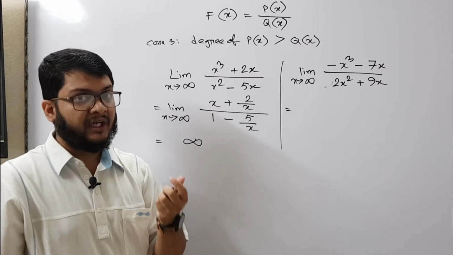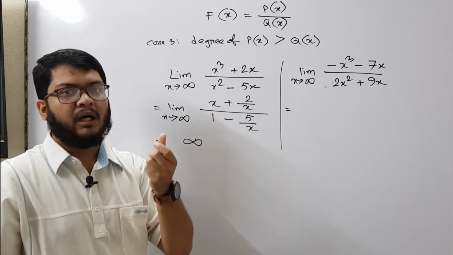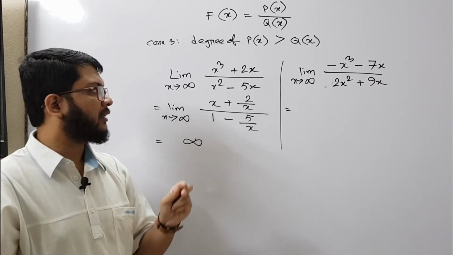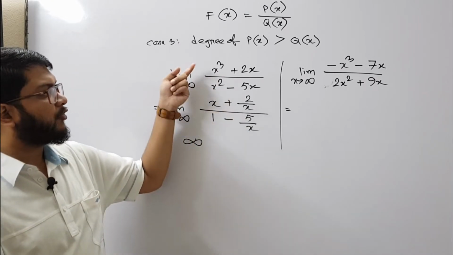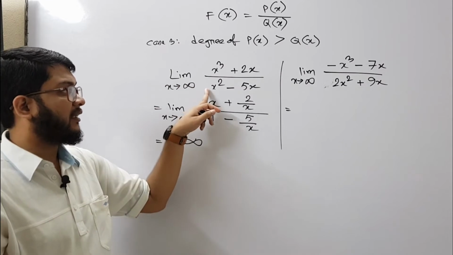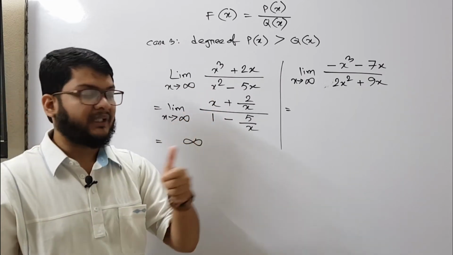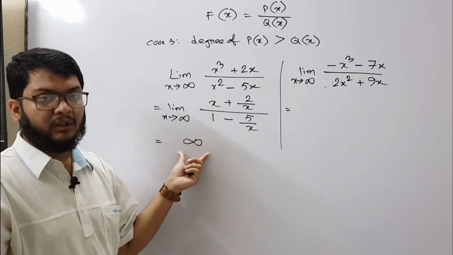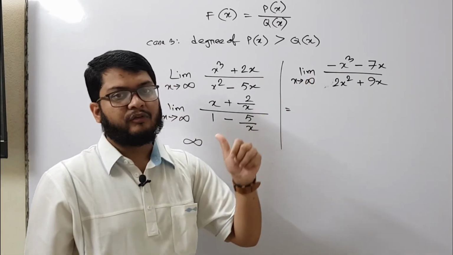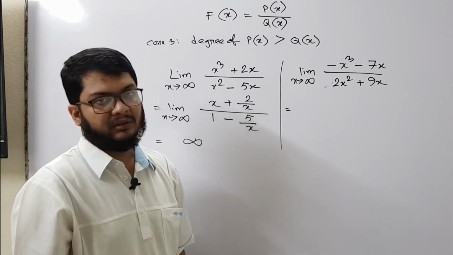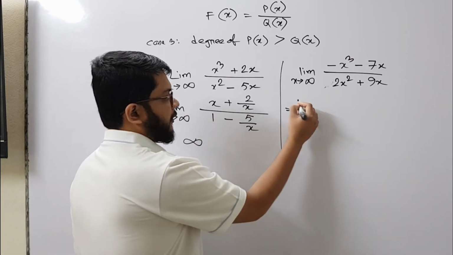The coefficient of the highest power term is called the leading coefficient. So here the leading coefficient is positive 1, and here the leading coefficient is also positive 1. That's why we have got positive infinity. But here the leading coefficients are of opposite sign. So now let's see what happens here.